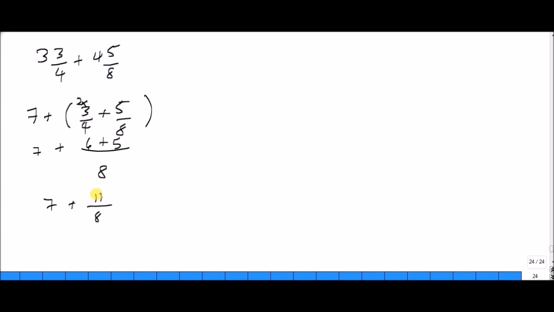What is 11 over 8 as a mixed number? That would be 8 into 11 one whole time, and 3 over 8. So our answer would be 7 and 1, 8 and 3 8s.